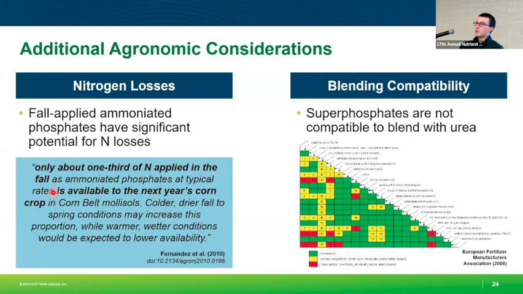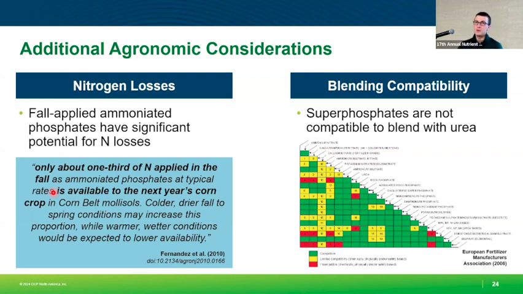So what are some additional agronomic considerations to keep in mind? Nitrogen losses. When ammoniated phosphates are applied in the fall, there is a potential for that nitrogen to be lost. In work that Fabian had done when he was at the University of Illinois, they were measuring residual soil total inorganic N, and when you looked at the nitrogen that had been applied as part of the ammoniated phosphate in the fall, when you went back in the spring, only a third of that was available. It doesn't necessarily say where it went, but it just means it's not plant available. So it's important to keep in mind with fall-applied ammoniated phosphates that there is a potential for nitrogen loss, and that should be an important consideration both for your nitrogen budget as well as environmental considerations.